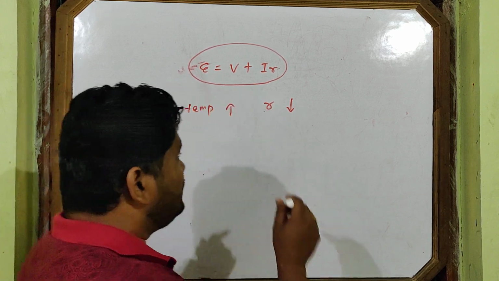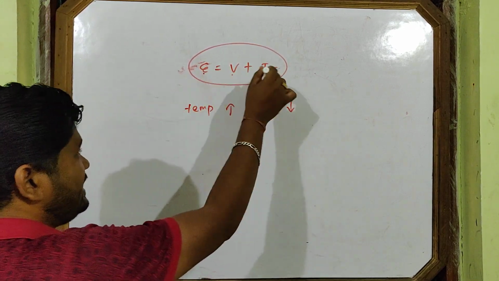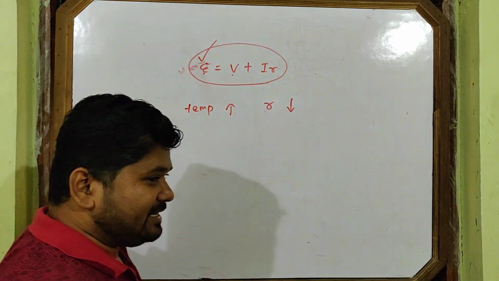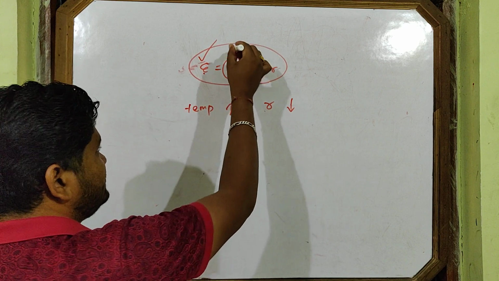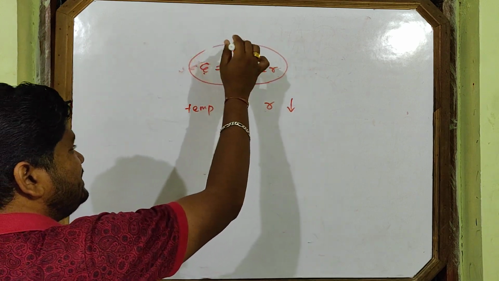What happened? When E is equal to V plus IR, what you get from here is written on the cell, but you are not getting. What you get? You get V. This one you are getting. You are getting V.